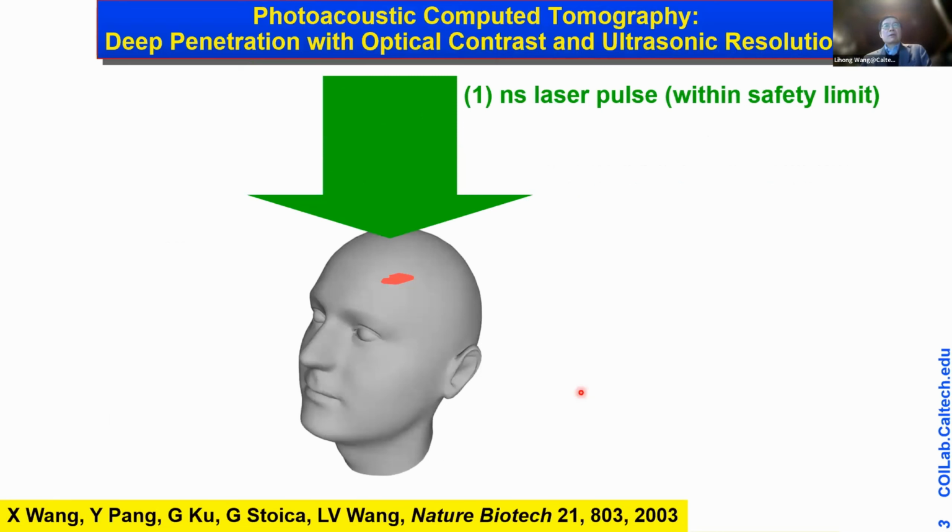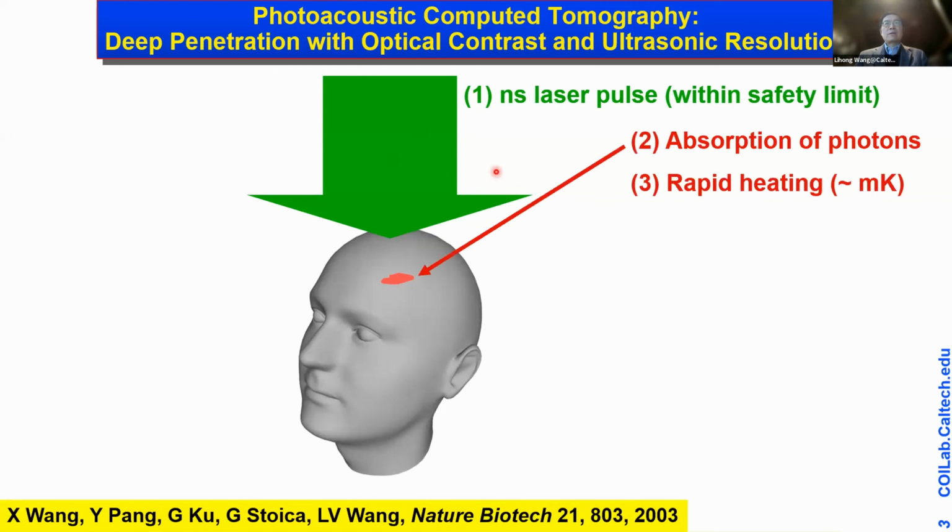In photoacoustic tomography, we start with a nanosecond laser pulse. We broaden the laser beam such that the laser energy per area is within the ANSI safety limit. So this is a very safe technology to use. We allow photons to diffuse deeply into biological tissue.